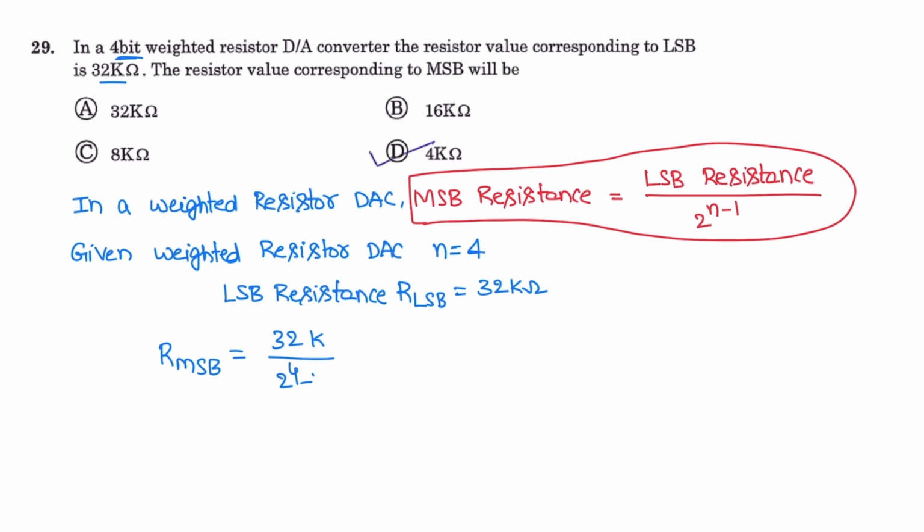So 32k by 15. Sorry, it is 2 power n minus 1, so it is 2 power 4 minus 1, that is 2 cube. 2 cube value is 8. So now it is 4 kilo ohm. So it is 4 kilo ohm. Next question.